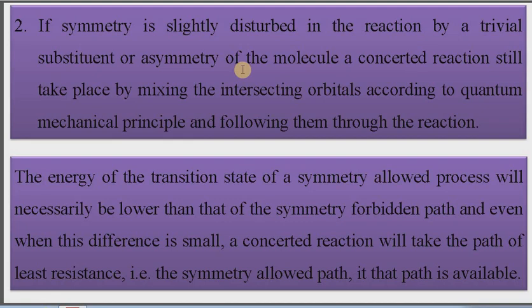So if the difference is small, a concerted reaction will take the path of least resistance, that is the symmetry allowed path, if that path is available. So if the energy gap between these two paths is small, in that case also the reaction will follow the least resistance path or symmetry allowed path if that path is available. But if that path is not available, in that case the reaction will go through the symmetry forbidden path.